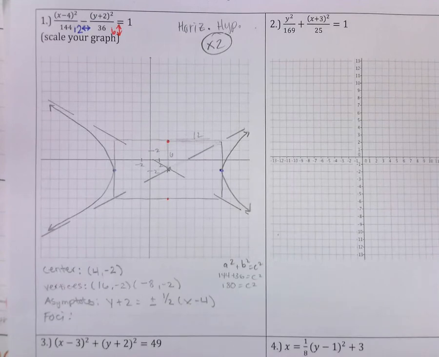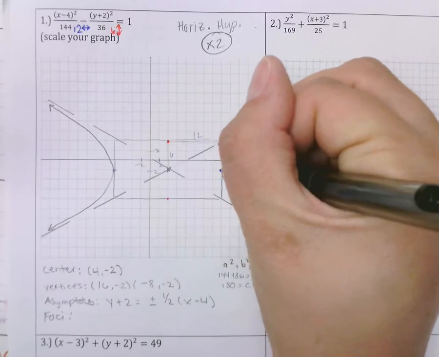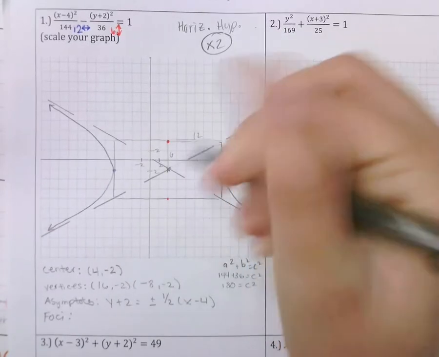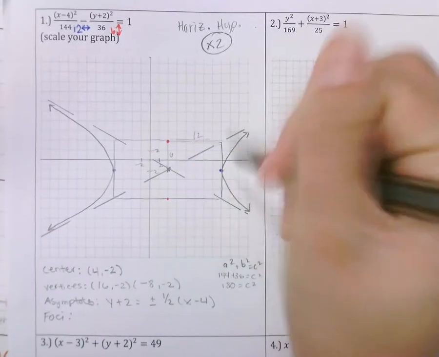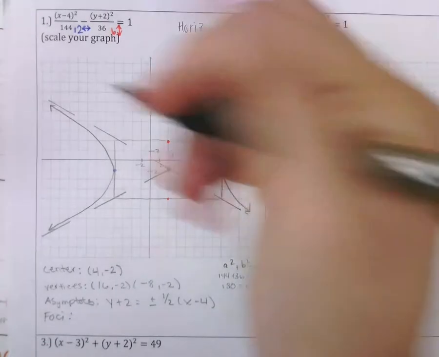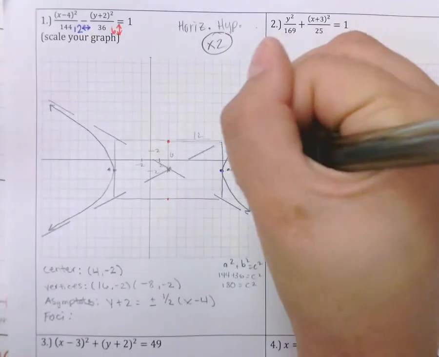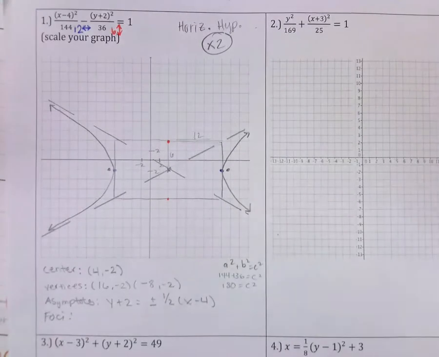It's between the square root of 13 and 14, so it'll be just a little bit past 13. Remember, this is 12 away and this is 14 away. So we're going to put a foci somewhere in there, in this general area. So 13.5-ish would be close.